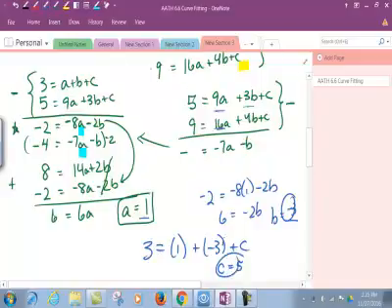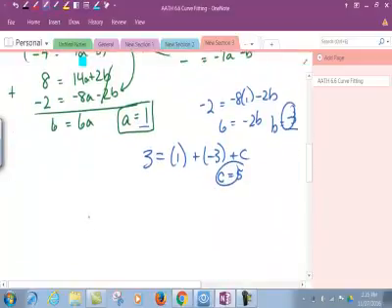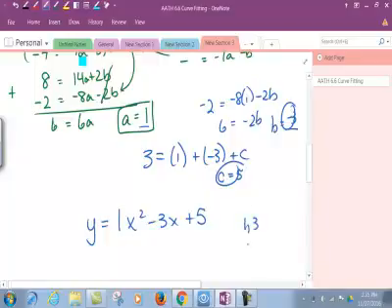So to answer the question, I put it together. I say that if I were to graph the equation y equals 1x squared minus 3x plus 5, it would go through the ordered pairs 1, 3, 3, 5, and 4, 9.